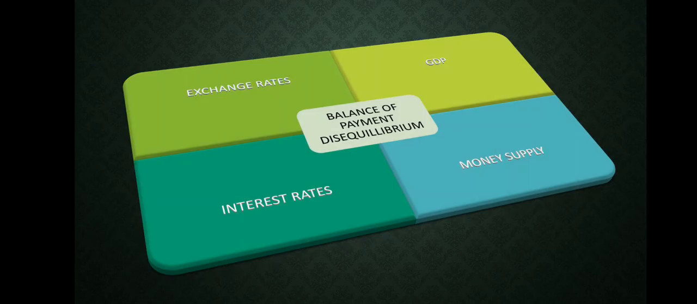Several key macroeconomic variables interact with the balance of payment and cause disequilibrium or correct it. These variables are as follows: the gross domestic product, or the national output and national spending; second, the money supply; third, the interest rate; and fourth, the exchange rate. Balance of payment and GDP.